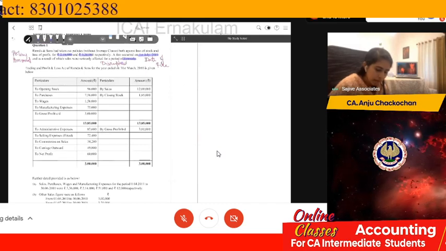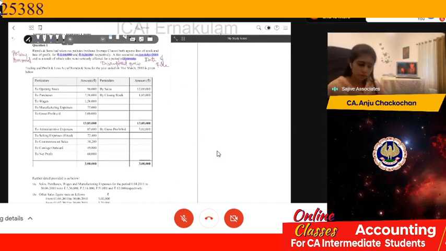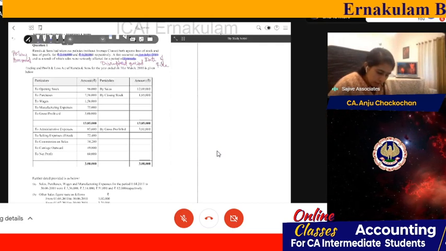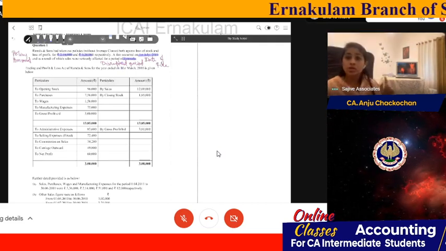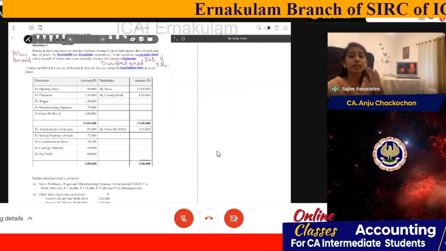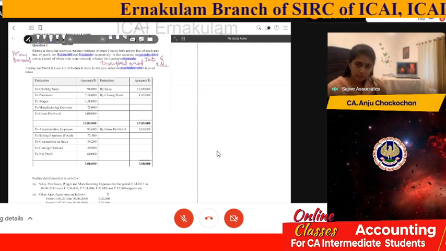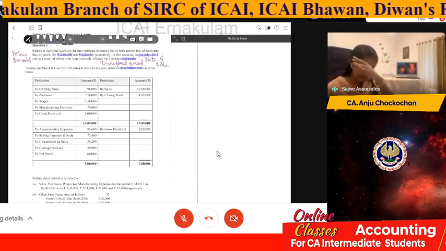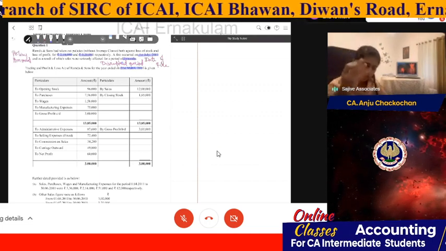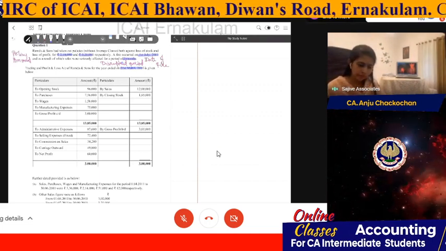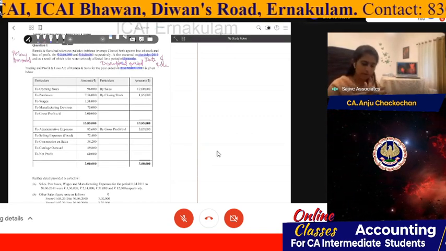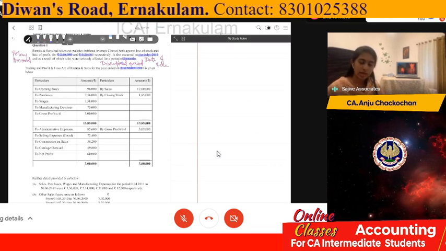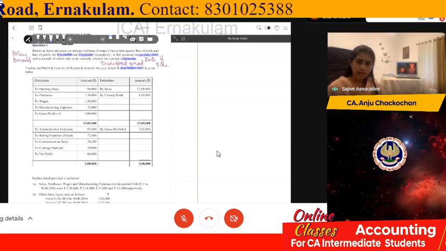Okay, and we have the trading P&L given to us. We have opening, purchases, things of that kind. Trading P&L for the year 31st March 2011. So they are not following the calendar year. They are following the April-March cycle. Sales, closing stock, opening stock, purchases, wages, manufacturing expenses. You get your GP. And then in the P&L portion, you have the administrative expenses, selling expenses, which is fixed. We'll be needing that. Commission on sales carried outwards, and we get the net profit. That's about the trading P&L.